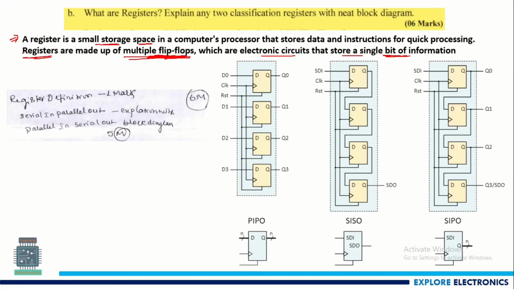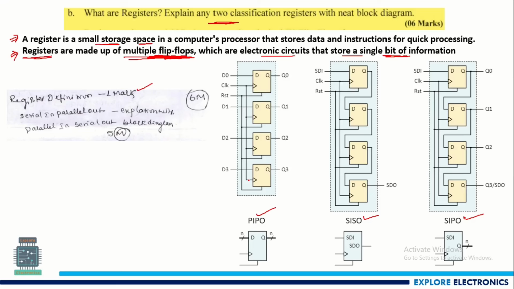So here the first line is the general term with respect to computer architecture. This second line is with respect to the subject. They are expecting that it contains flip-flops. This definition carries 1 mark. You can explain parallel in parallel out, or serial in serial out, or serial in parallel out. They have asked to write 2. So this is the block diagram.